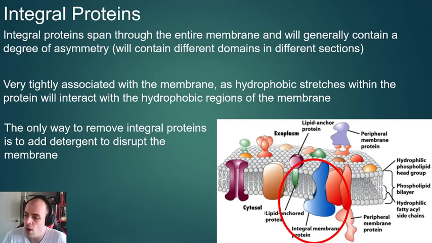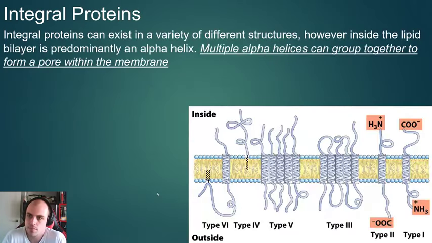Now, the only real way to remove these integral proteins is to essentially destroy and break apart the membrane around it by using detergent. This can pose a bit of an issue because detergent can also denature our proteins. So it can be a bit tricky to try and isolate an integral protein.